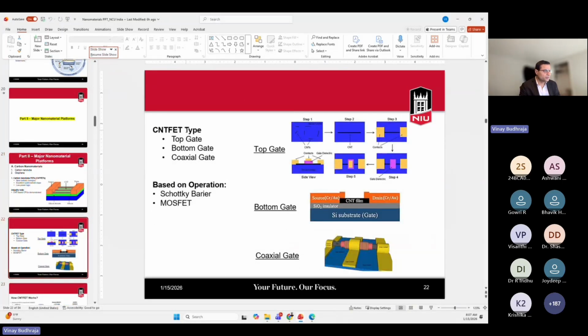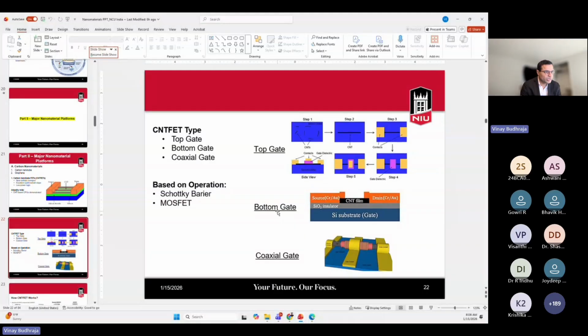Carbon nanotube-based FETs exist in three forms: top gate, bottom gate, coaxial gate. Top gate means the gate is on the top portion. It starts with the development of the carbon nanotube, then you make the source-drain contact, and on top of it you make the gate dielectric, and then you deposit the top gate, which is regular metal. So the gate is on top, and the semiconductor, which is the carbon nanotube, is in thin film form.